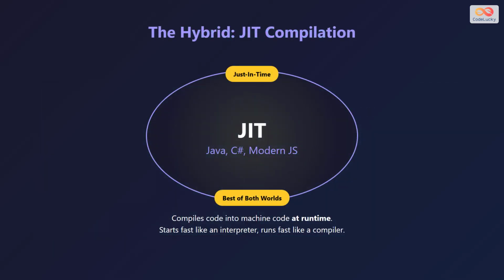Is there a middle ground? Yes. It is called just-in-time or JIT compilation. Languages like Java, C#, and modern JavaScript use this. They start running quickly like an interpreter, but while the program is running, they identify the parts of code you use the most and compile them into machine code in the background. It attempts to give you the best of both worlds.